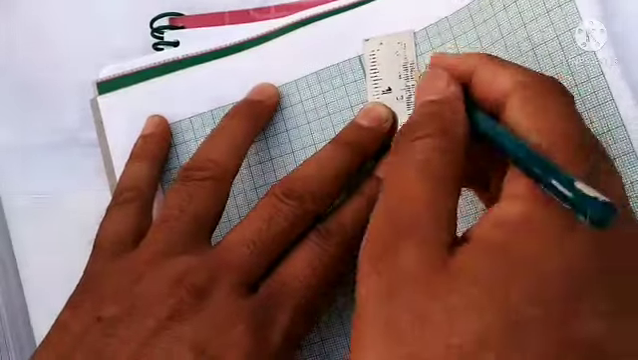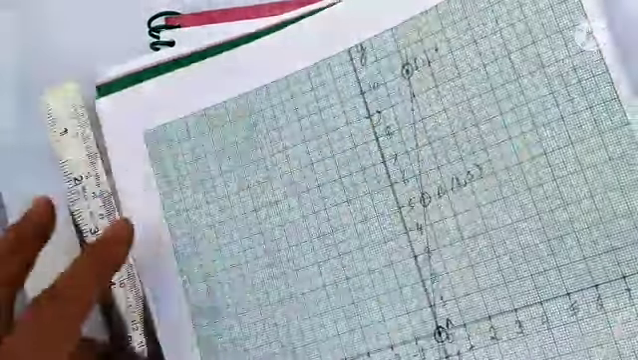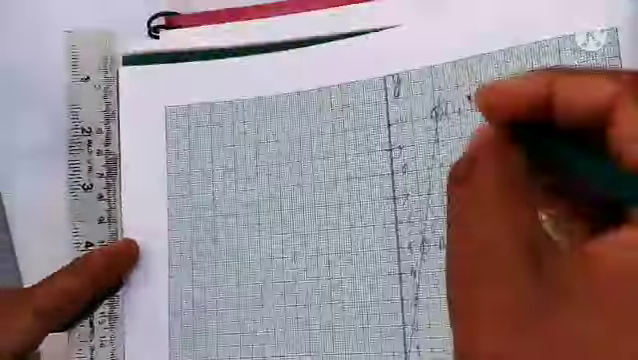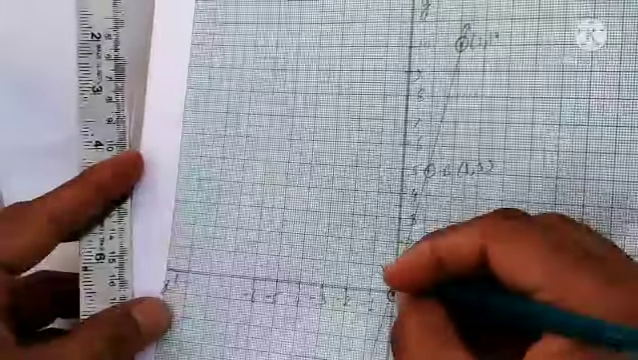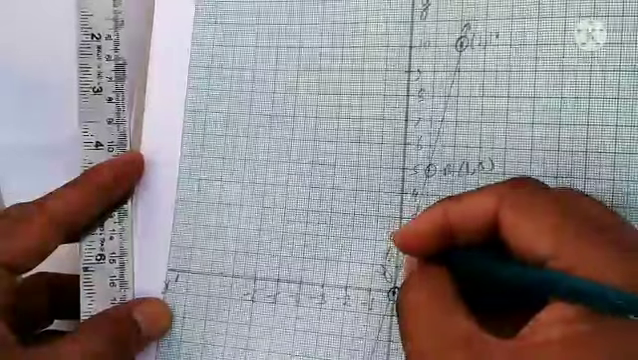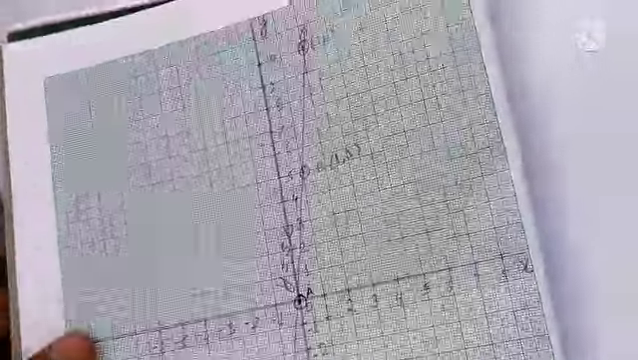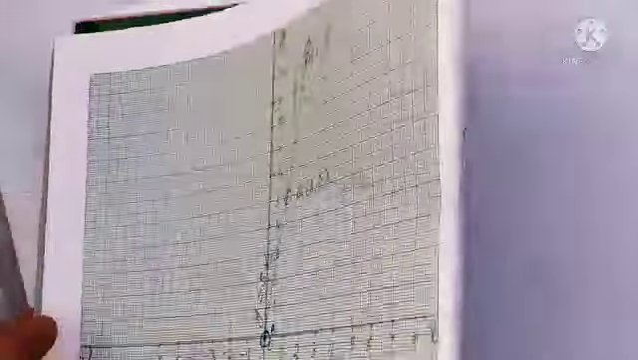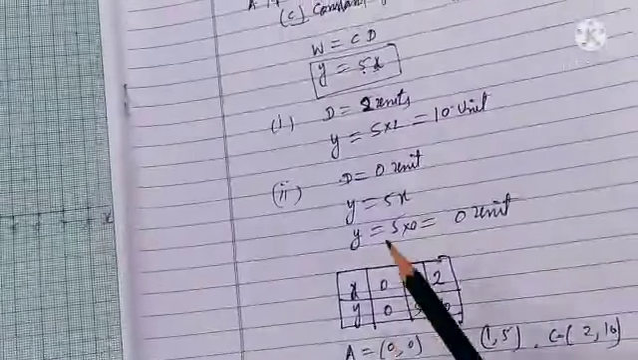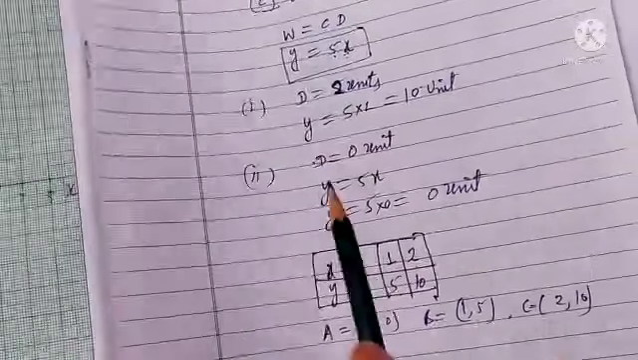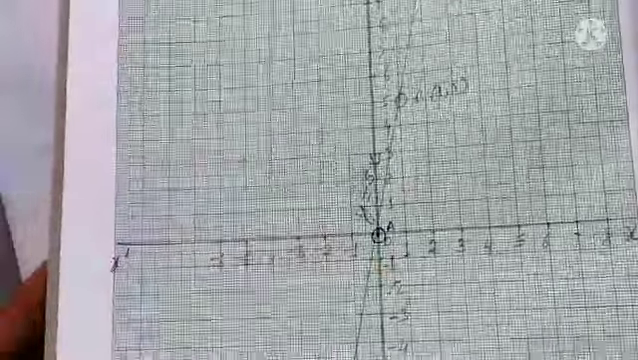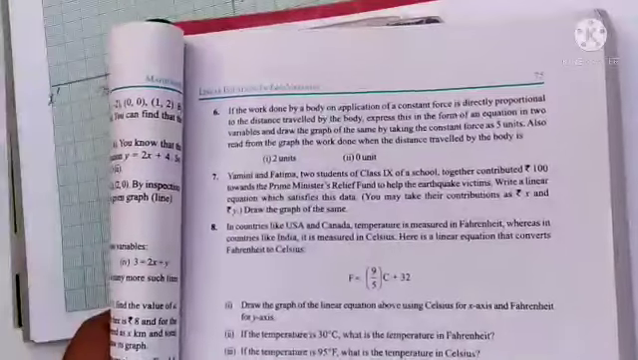It's very simple. See, this is the point we have drawn the graph. The name of this graph is y equals 5x. We have drawn the graph and taken out the answer of this: 10 units of work done and 0 units of work done, and this is the graph. We have done this question.